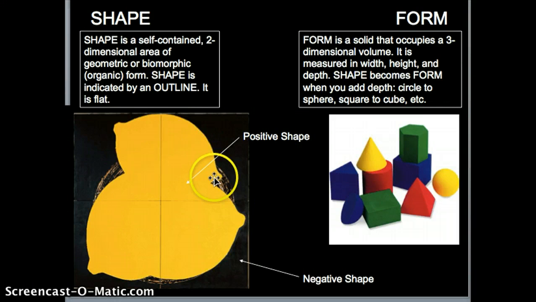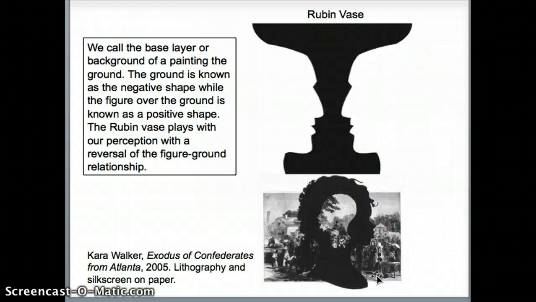We have the subject, the lemons, taking up a positive shape, and the background, the shape created by that, is a negative shape. This is important because this concept will lead us into talking about figure-ground reversal. The base layer or background of a painting is the ground, and the ground is known as the negative shape, while the figure over the ground is the positive shape. So usually the figure is the subject matter.